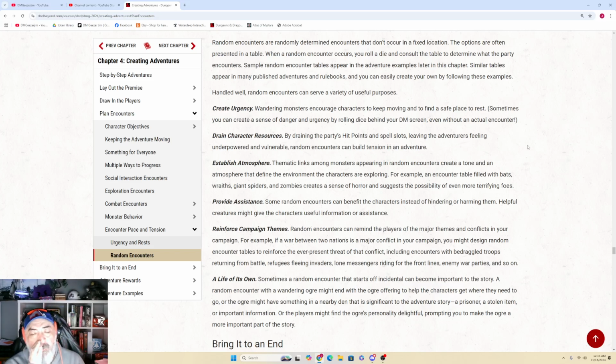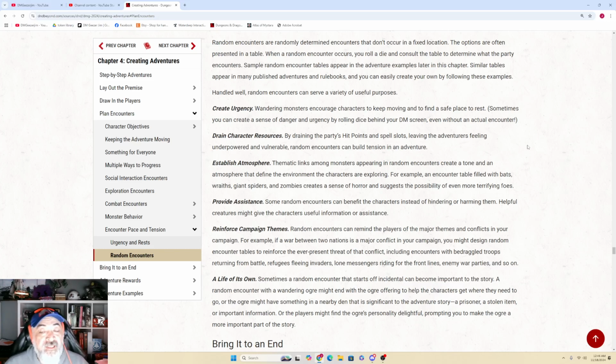A life of its own. Sometimes a random encounter that starts off incidental can become important to the story. A random encounter with a wandering ogre might end with the ogre offering to help the characters get where they need to go, or the ogre might have something in a nearby den that is significant to the adventure's story: a prisoner, a stolen item, or important information.